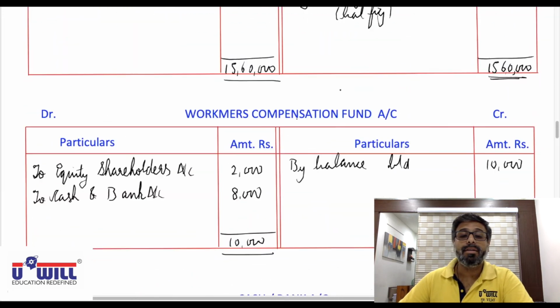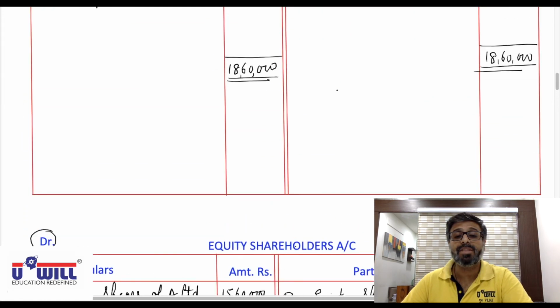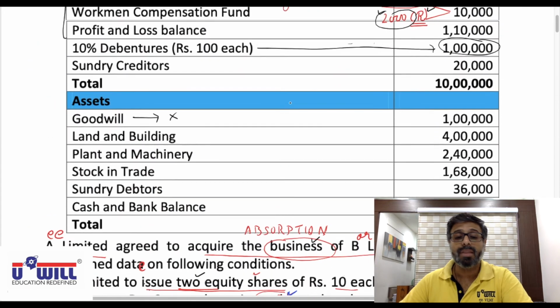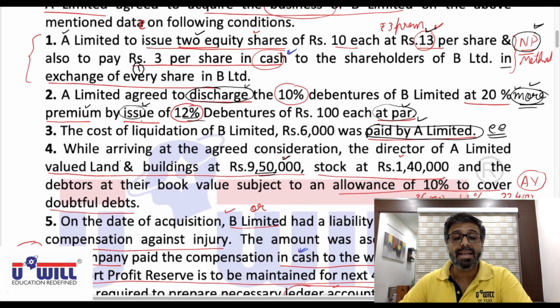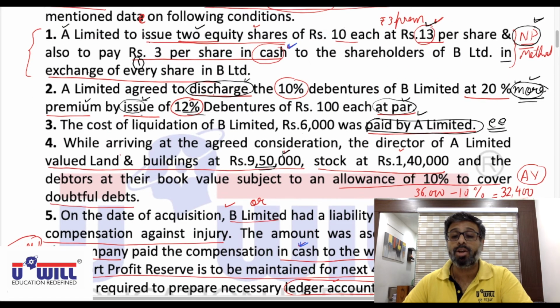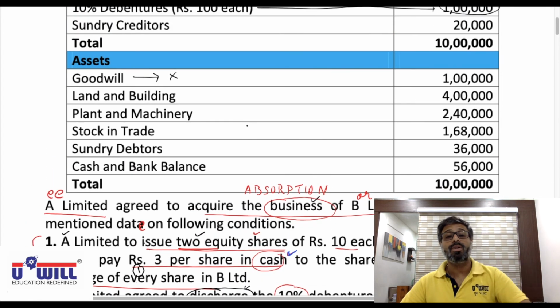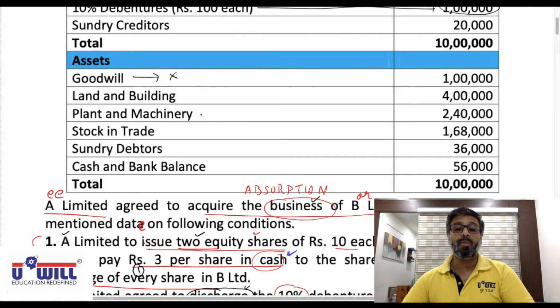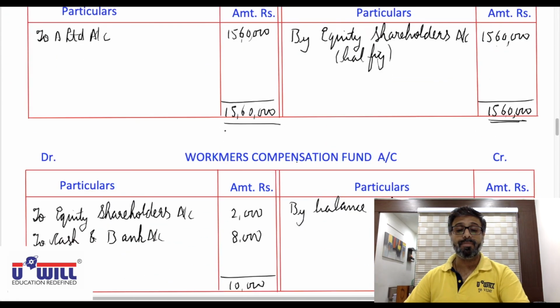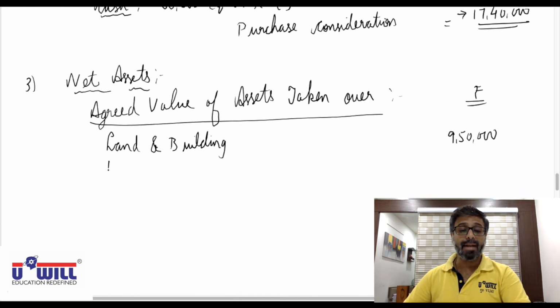Okay. Then after land and building, which is the next asset taken over? Plant and machinery. Is any agreed value of plant and machinery given? No. So I made you write as a note: for tangible assets, if no agreed value is given, book value. For plant and machinery, no agreed value is given, so book value 2,40,000. Okay. Plant and machinery 2,40,000.